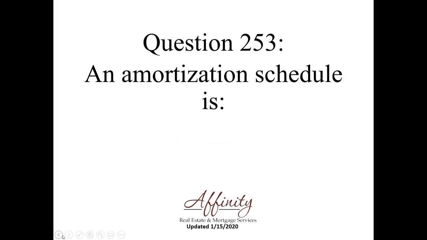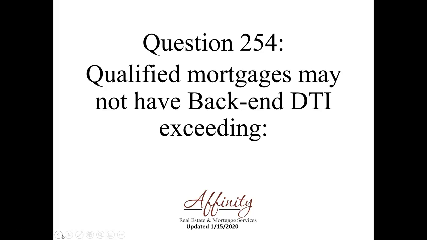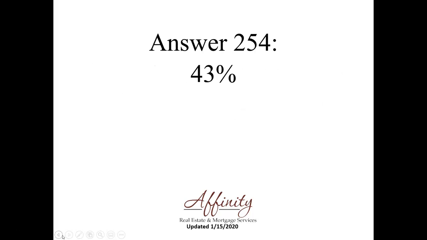Question 253. An amortization schedule is a table providing the periodic payments needed to pay off a loan by the end of its term. The payments include principal and interest. Question 254. Qualified mortgages may not have back-end DTI exceeding 43%.